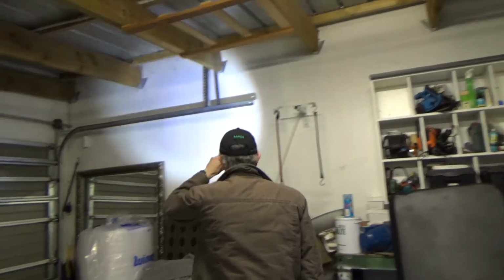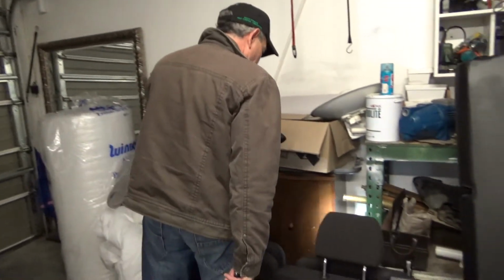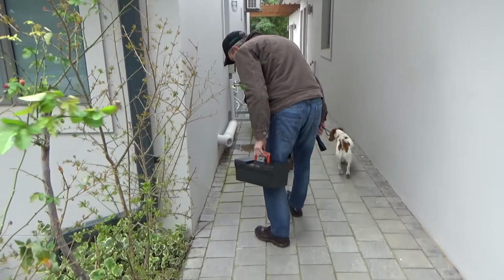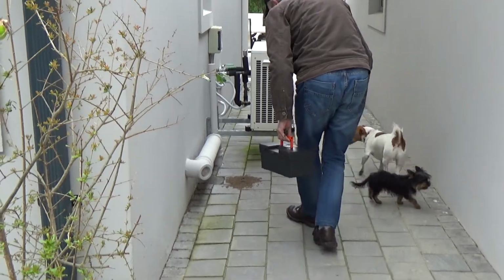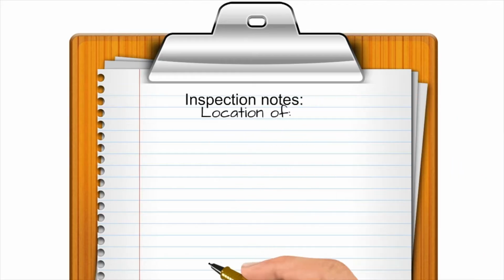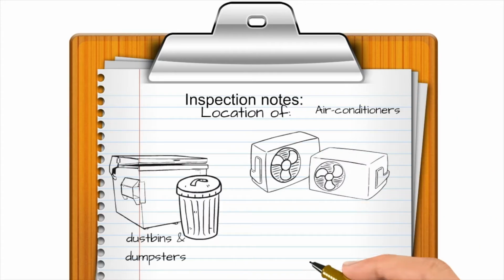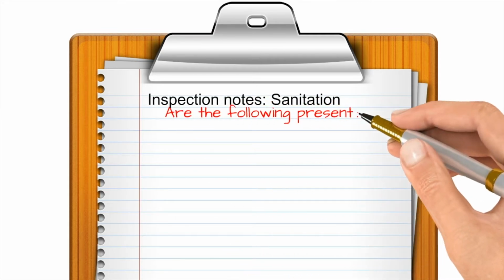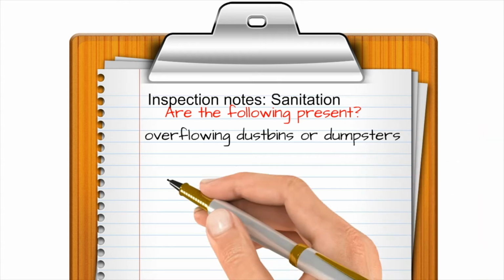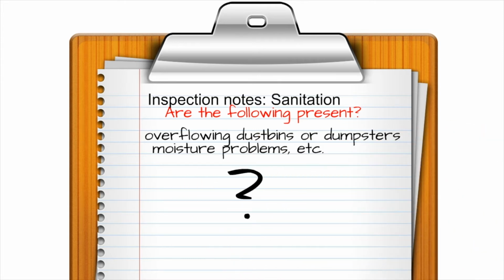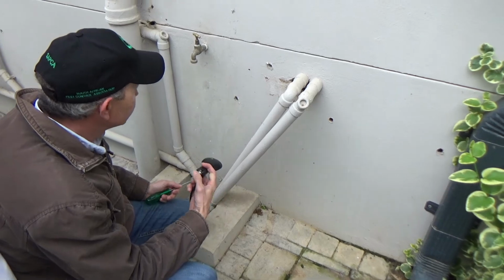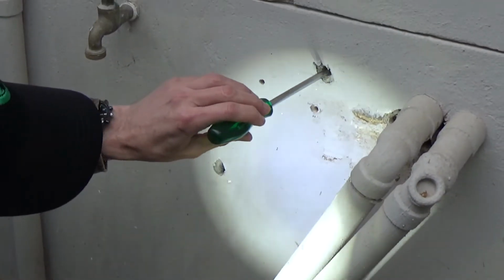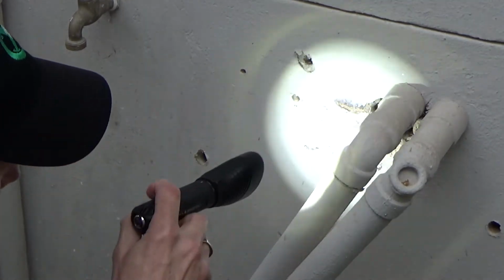Pay close attention to general structural maintenance in all areas and note any areas where pests may possibly enter the structure. Inspect the exterior of the structure by walking through the entire area, noting the location of such things as dustbins and dumpsters, drains, air conditioners, and planters. Pay close attention to sanitation problems, for example, overflowing dustbins or dumpsters, moisture problems, etc. Note any area where pests may enter the structure or where they may be living outside. Certain areas are more prone to pests than others and will require more intensive inspections.